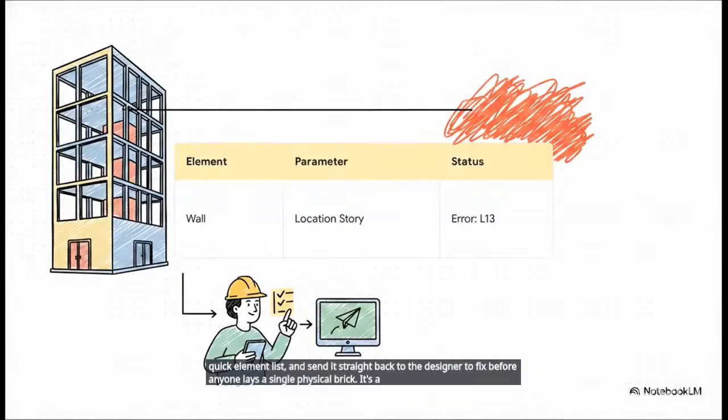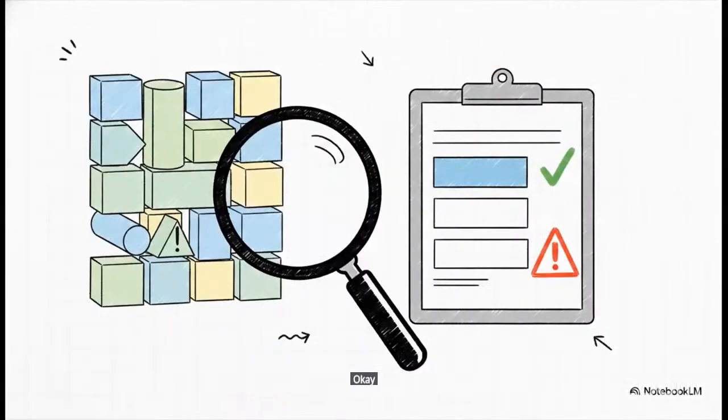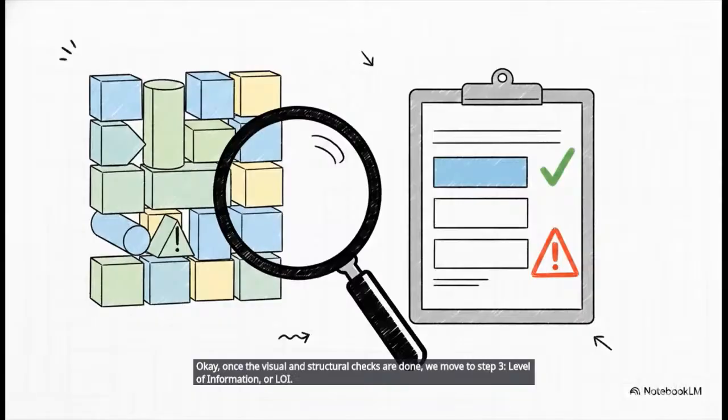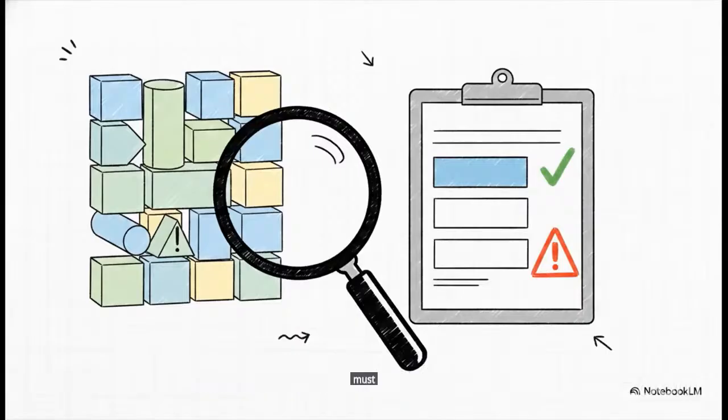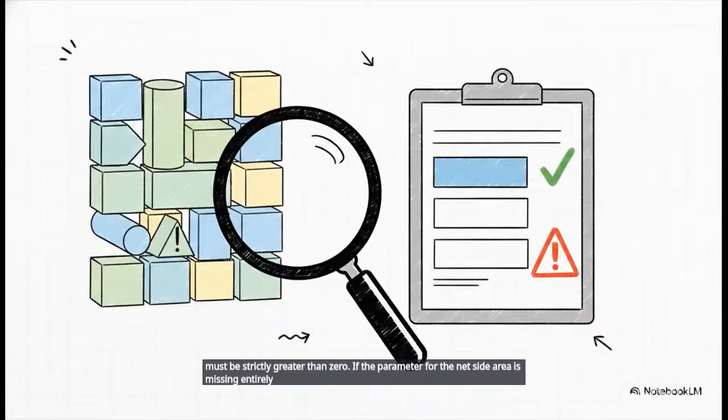It's a huge save. Okay, once the visual and structural checks are done, we move to Step 3, Level of Information, or LOI. Now, this isn't about geometry at all. It's about making sure the data types and values are actually correct. For instance, Larix allows you to set a hard rule that the numeric area of a wall must be strictly greater than 0. If the parameter for the net side area is missing entirely, the system flags it automatically as a mistake. It essentially guarantees that every single required parameter is actually filled in.